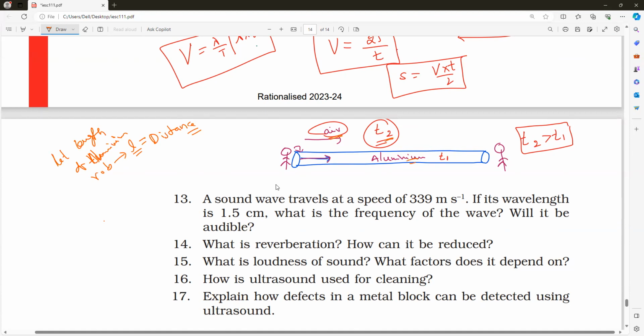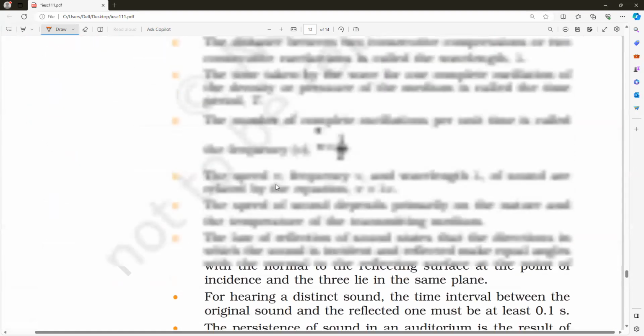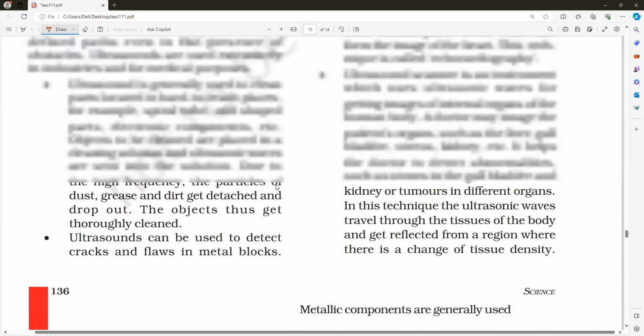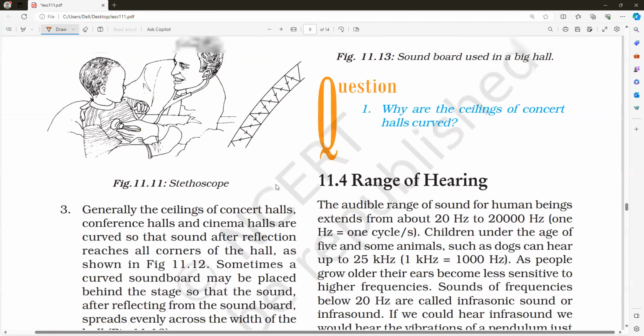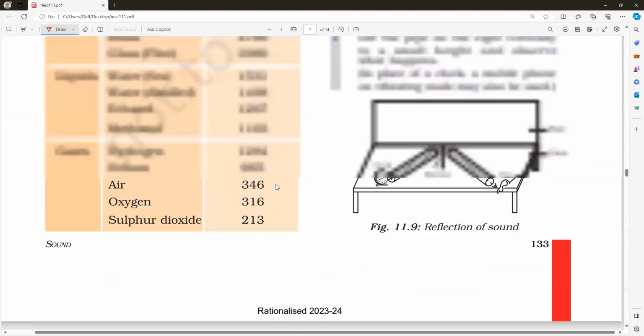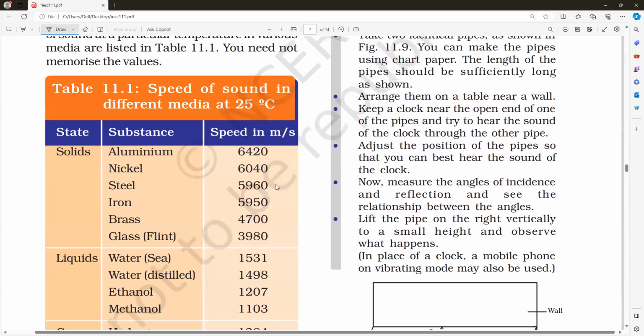So I assume T1. Can you tell me the speed of sound in air? Just now we have taken it. Approximately how much is it? 344 meters per second, or you can take 346, your choice. We will take 346, because the temperature is 25 degrees Celsius. Am I right or wrong? For your convenience we take it as 344, because 22 degrees Celsius. Yes, because 25 degrees Celsius.